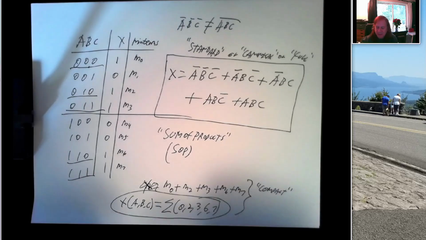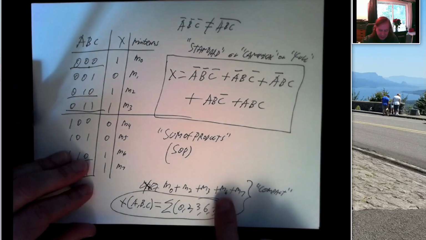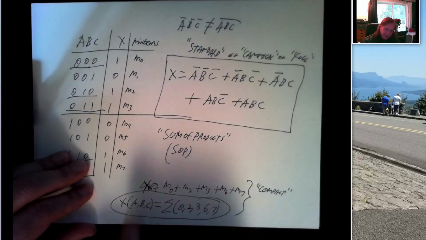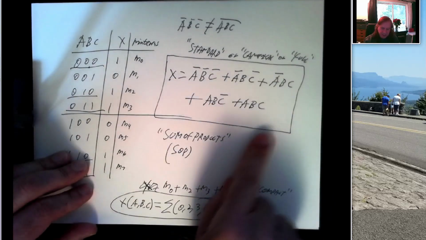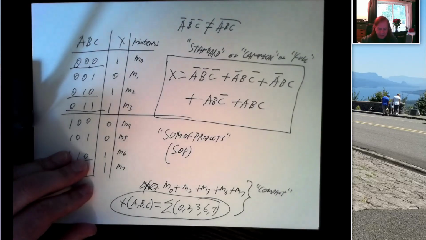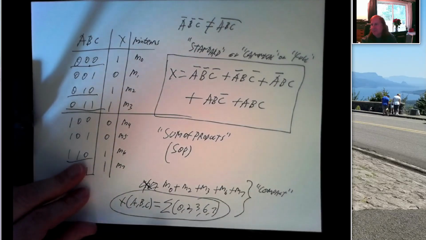And sometimes, you know, we'll ask you to write an equation in compact form. That means you can use this abbreviation. Sometimes we'll ask for the standard or canonical form, and that will be this equation where you actually write each of these product terms with an A and a B and a C and so on. All right, so this is the shorthand, that's the compact form.